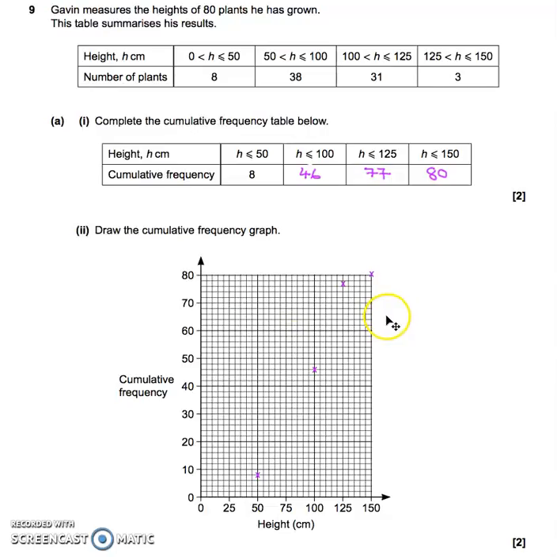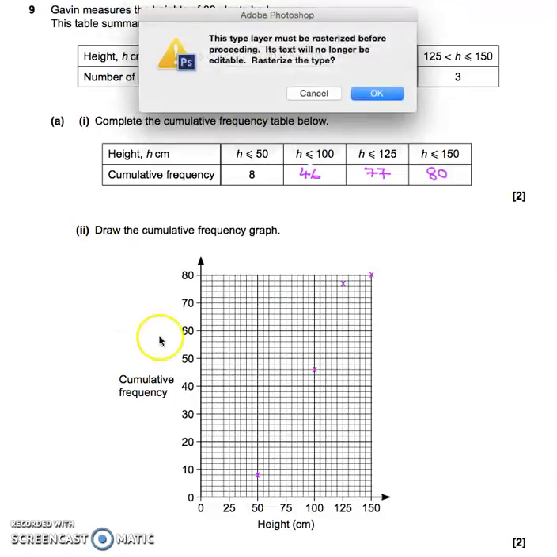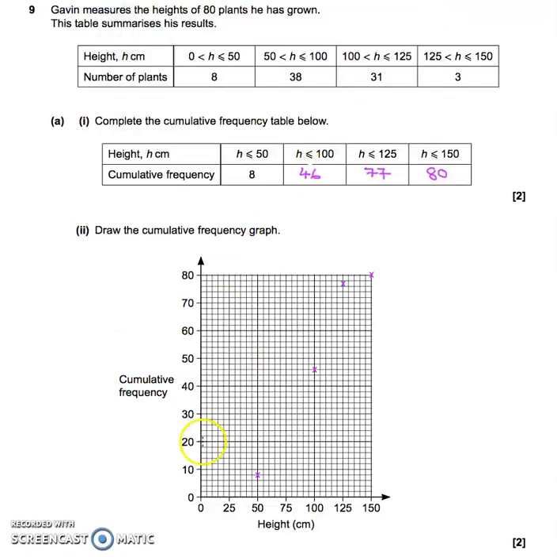Now, these x's need to be joined together with a nice smooth curve. That's what we draw when we draw cumulative frequency curves. And I might take a couple of attempts at this, it depends how accurate the first go is. So you need to just do this nice and lightly in your pencil. Just go nice and lightly with the pencil, and then when you're happy, then you can go over it. So I'm just going to go nice and lightly.